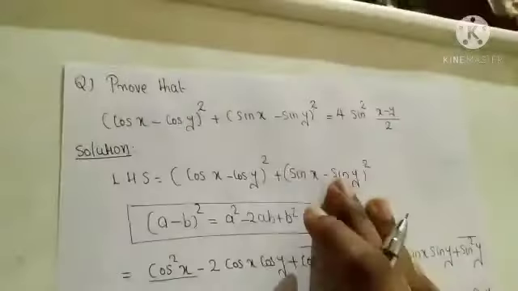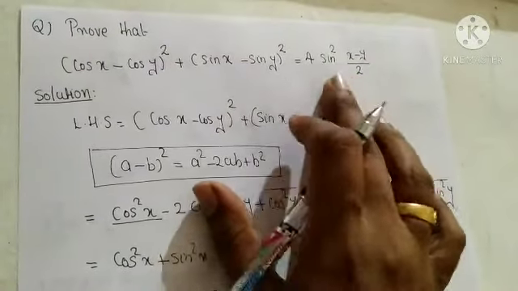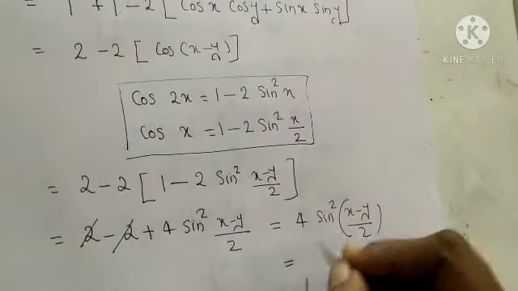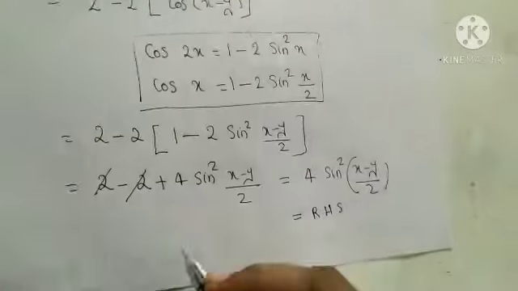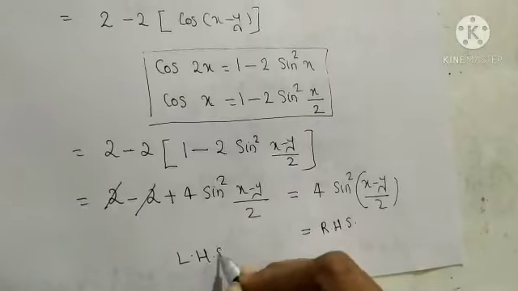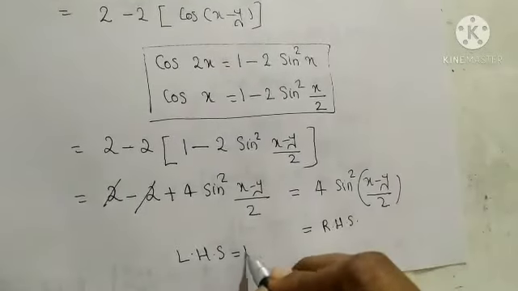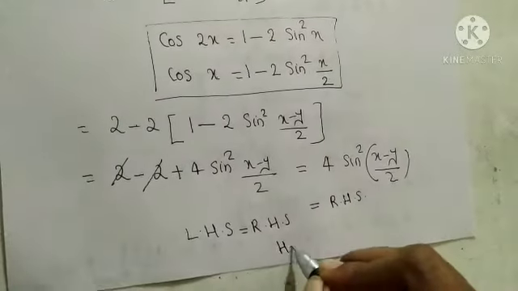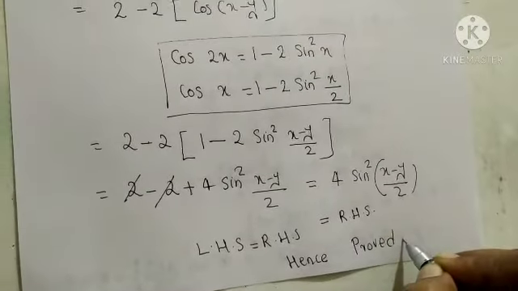So if we observe our question, this is our RHS, right? 4 sin square (x minus y) by 2 is our RHS, so here we get LHS which is equal to RHS. So we started with the LHS, and now we have got the RHS. So LHS equal to RHS, hence proved. I hope you understood this question.